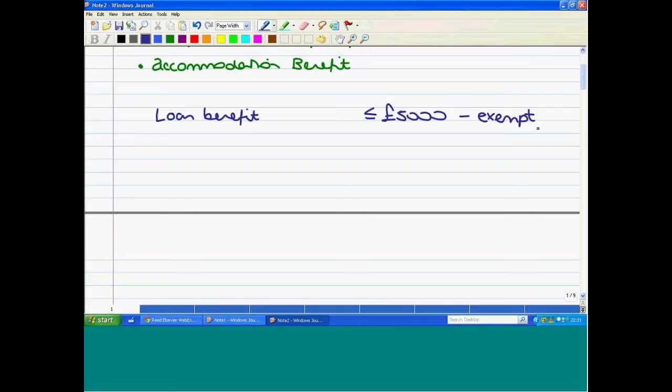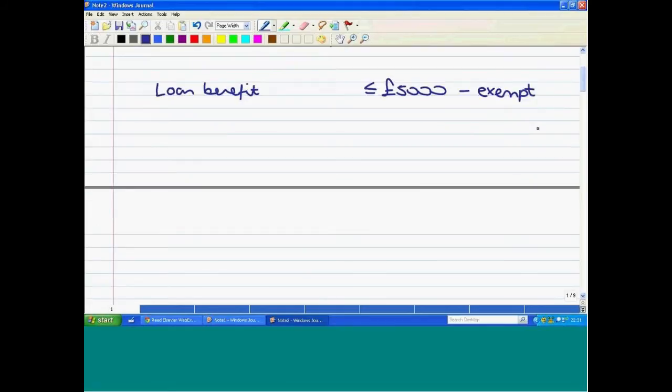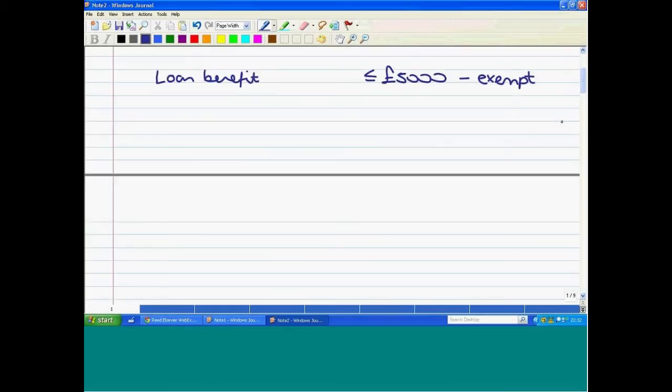Now, if we did have a loan of above £5,000, there's various different ways in which we would need to calculate our actual benefits. There's two ways, and what we'd need to do to maximise our marks is do two methods, compare the two, and then we would take the lower of the two to carry forward into our pro forma. So, of course, those methods that I'm talking about are the strict method and the averaging method. Now let's start with the strict method.